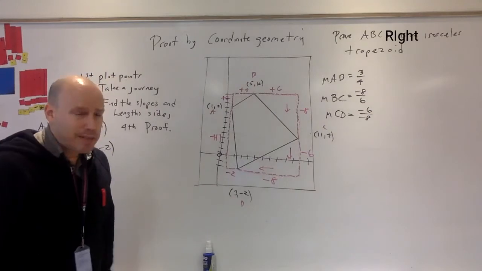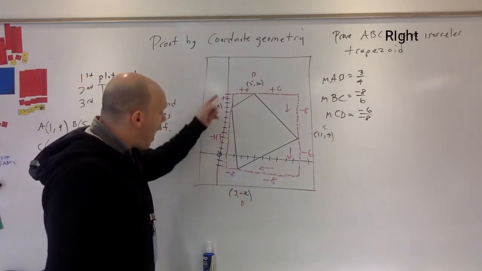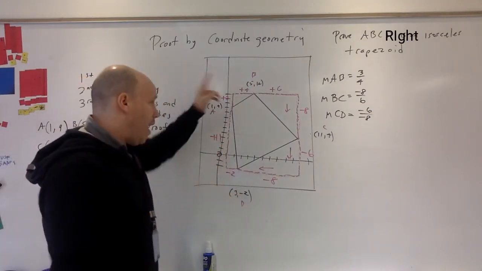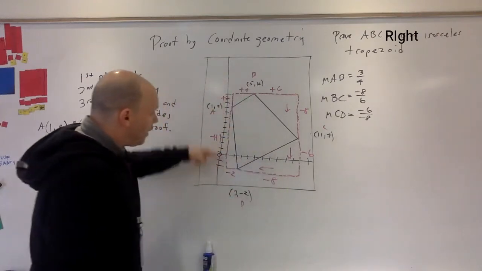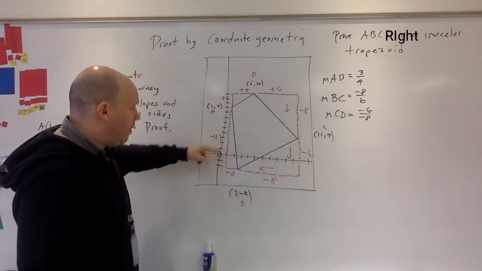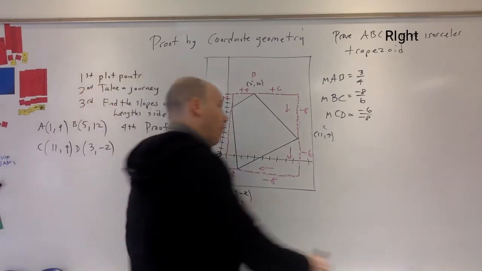And last but not least, what's the slope of DA? Well, 2 to the left, 11 up. Remember, the rise is the 11, the change in Y, and the change in X is -2.